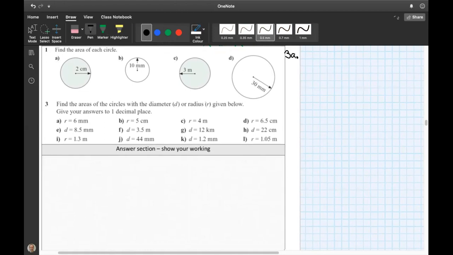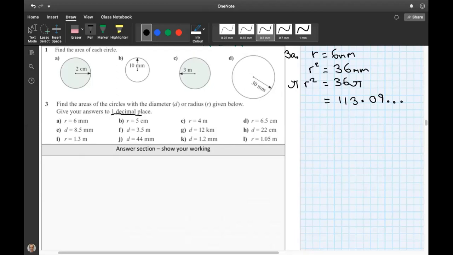First things first, what is our radius? It was given to us, it's 6 millimeters. Therefore, our radius squared is going to be 6 times 6, 36 millimeters. Pi R squared will be 36 pi. Then if we press the SD button to find its numerical value, we're going to get 113.09 dot, dot, dot. Because again, they just asked us to round to 1 decimal place.